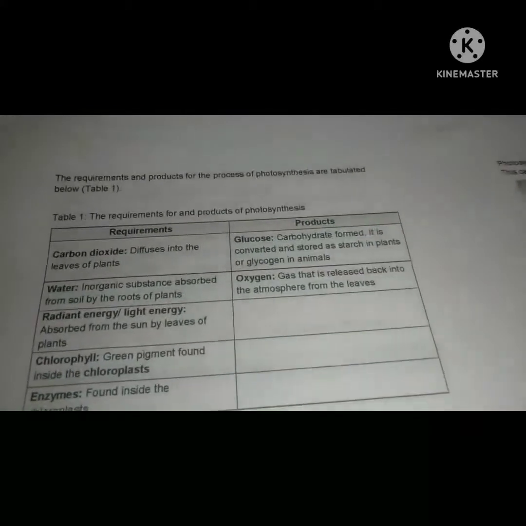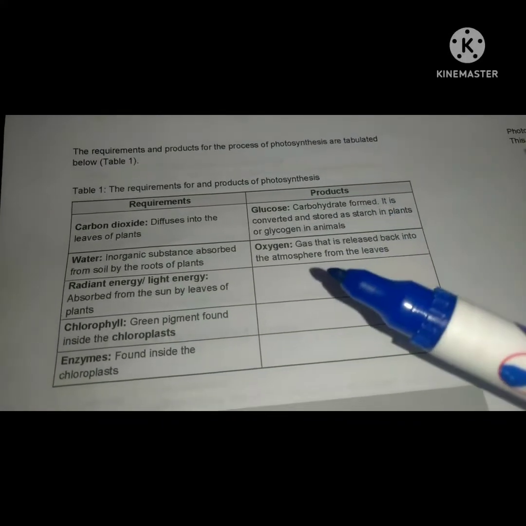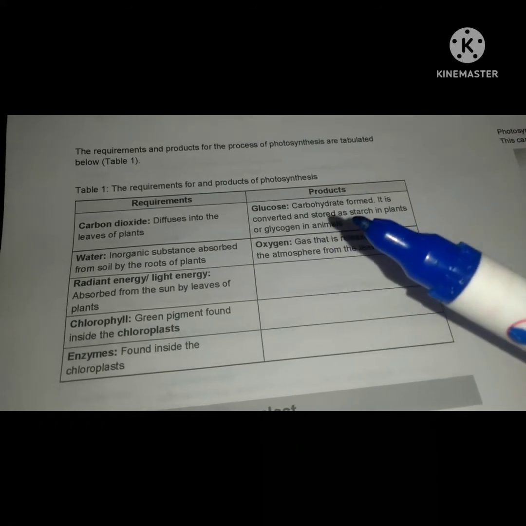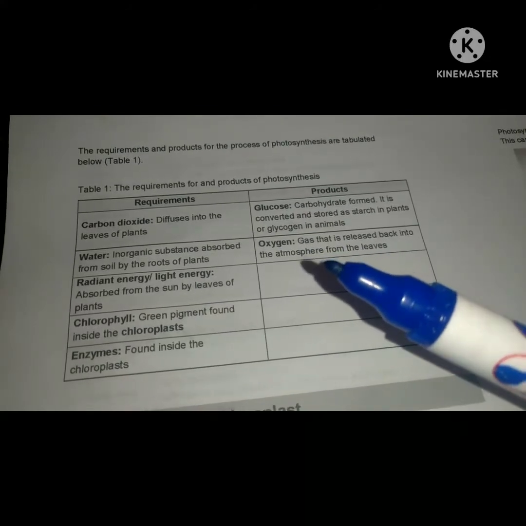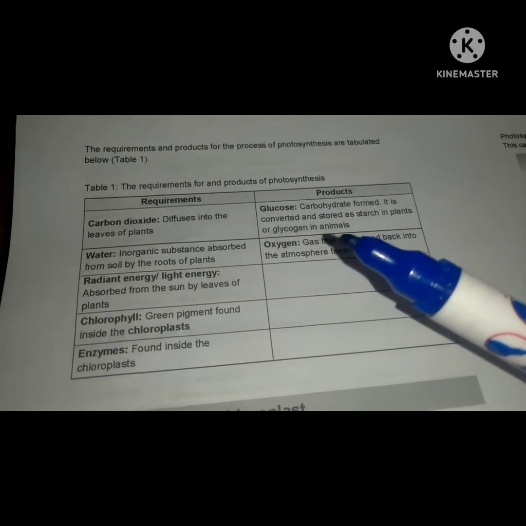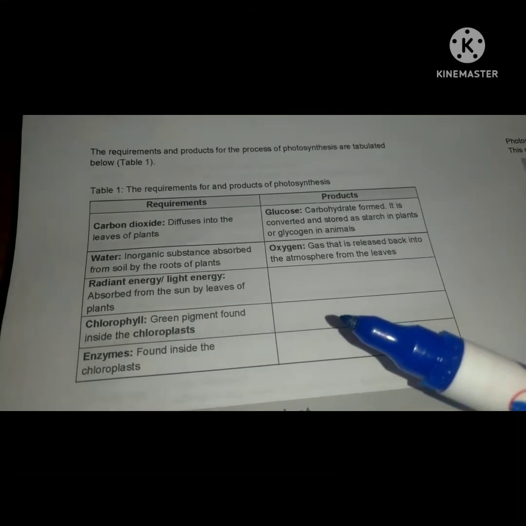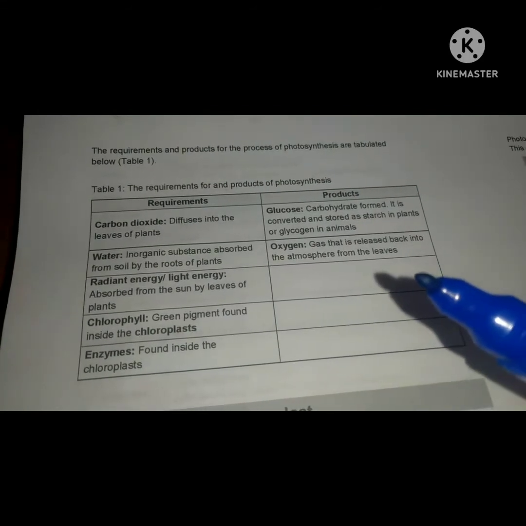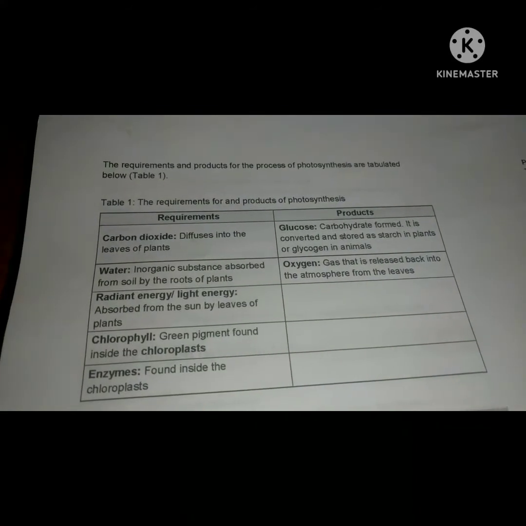And then after a certain method, we get these products, which is glucose, the carbohydrate formed. It is converted and stored as starch in plants or glycogen in animals. Oxygen is a gas that is released back into the atmosphere from the leaves. So we have two products and 5 requirements for photosynthesis. So let's look at the method.